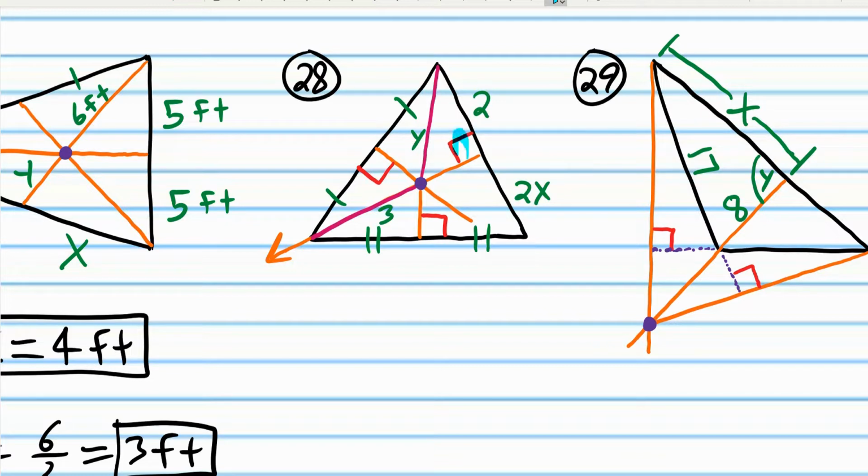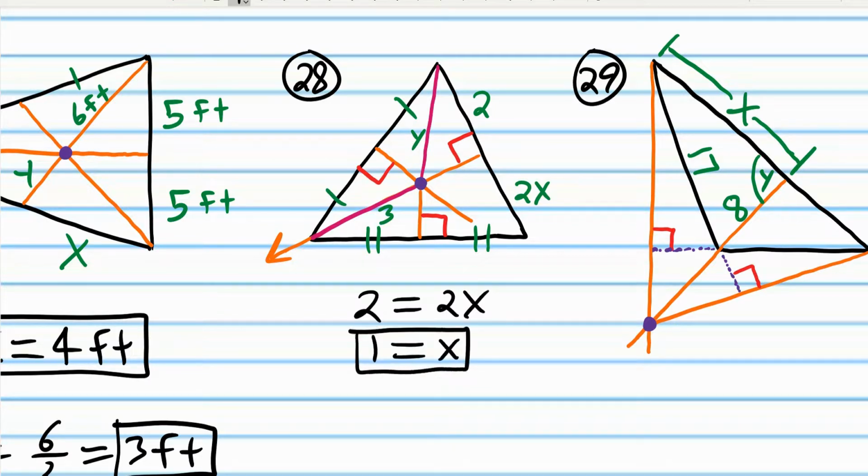But because this is perpendicular, because this is 90 degrees, and because it's going through the circumcenter, it must be a perpendicular bisector. So 2x must be equal to 2. So 2 is equal to 2x, divide both sides by 2, and we get x is equal to 1. So if you got that answer, good job.